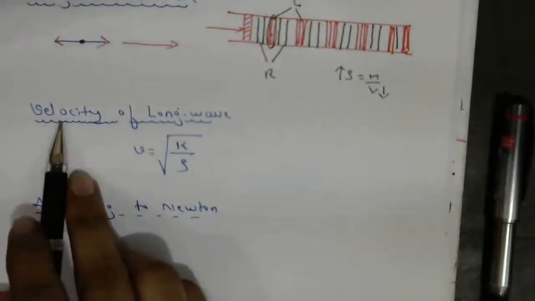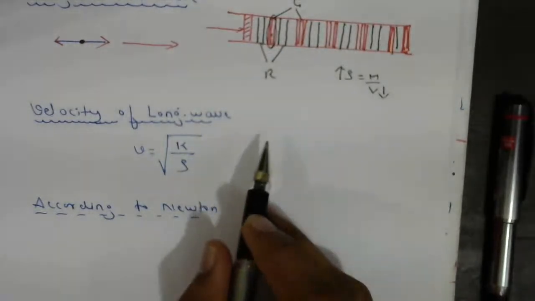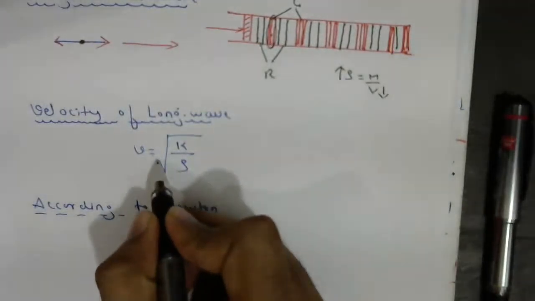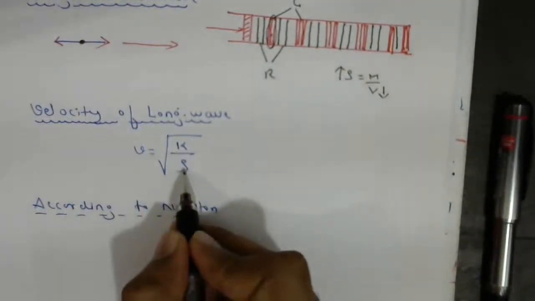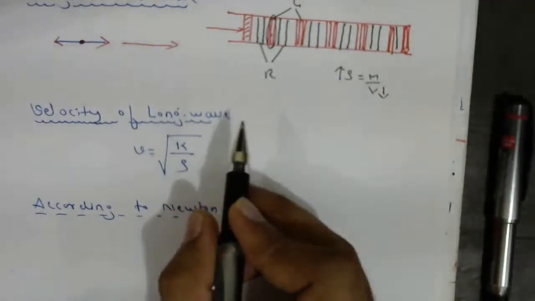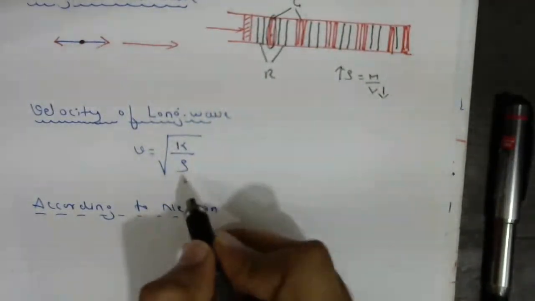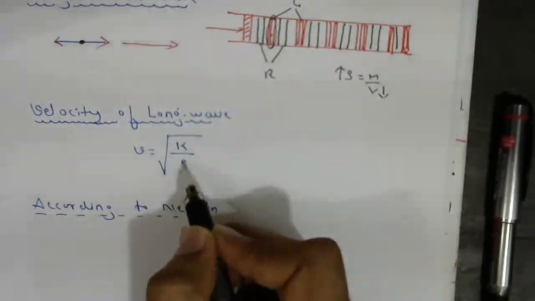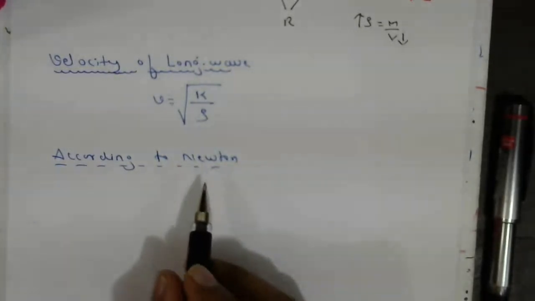Okay. The velocity of a longitudinal wave depends on the bulk modulus and density of the medium. That is, v is the square root of bulk modulus divided by density of the medium. You know that in the last chapter we discussed what is meant by bulk modulus, and rho is the density of this medium, whichever gas we have taken here, air or whatever it may be.